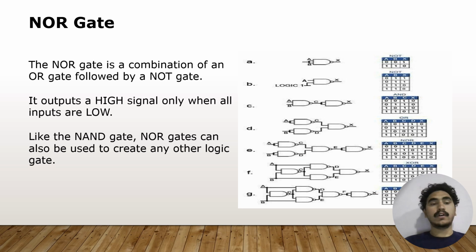Moving on to the NOR gate. The NOR gate is a combination of an OR gate followed by a NOT gate. It outputs a high signal only when all inputs are low. Like the NAND gate, NOR gates can also be used to create any other logic gates.